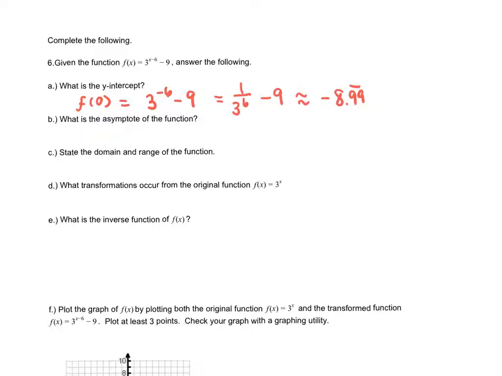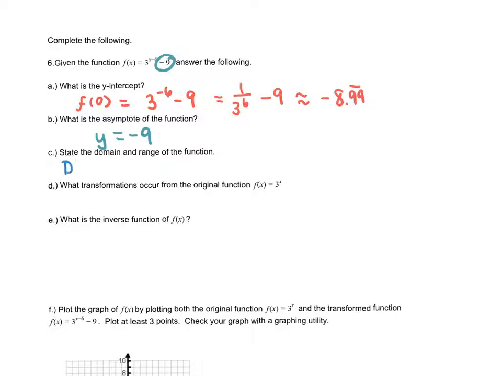Now the asymptote is always the shift down, so it's always our k value, which in our case is negative 9. Always horizontal, so this should have a horizontal asymptote of negative 9.